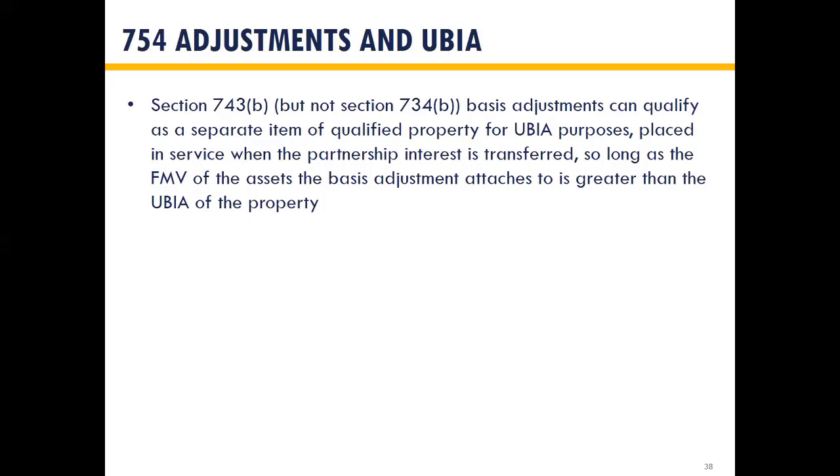I'll move through these quickly. 754 adjustments are relevant if you buy into a partnership and the partnership has a 754 election. The purchasing partner is allowed to adjust the basis of the partnership property and get additional depreciation for that. That adjustment can go into the UBIA, which is, again, one of those limiting factors for 199A. So that's a bonus. If you buy into a partnership, your 754 adjustment can help you for 199A.